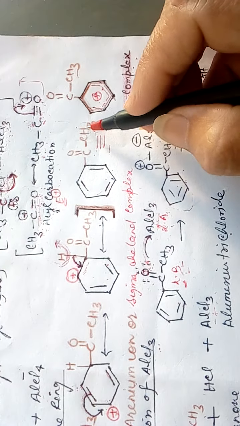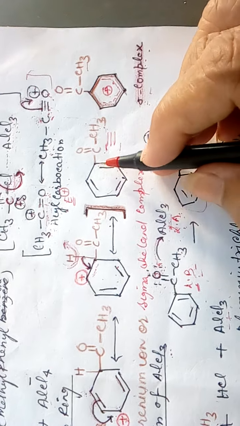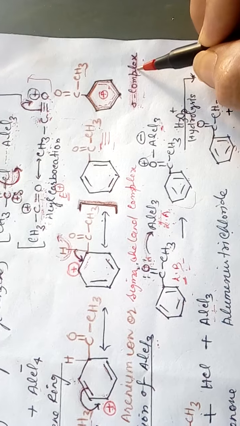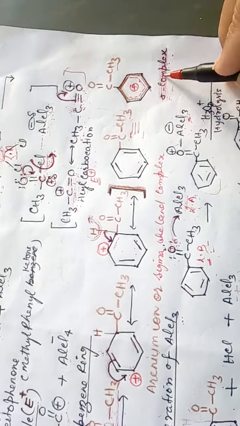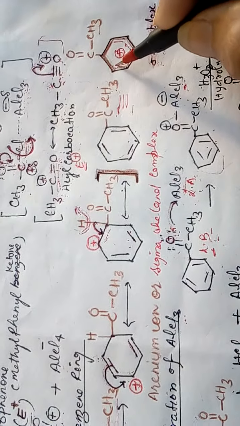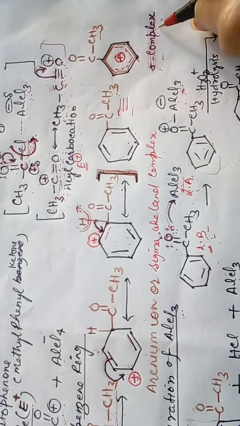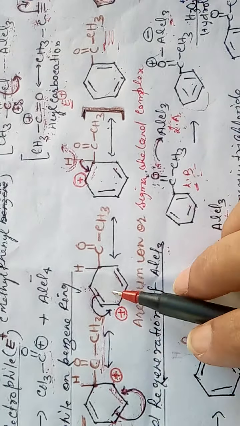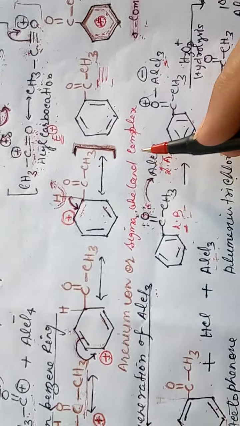Acetophenone is also known as methyl phenyl ketone. Now let's see the sigma complex structure. Sigma complex structure is equivalent to these resonating structures. Now these pi bonds resonate here and positive charge is present here. This is known as sigma complex. These resonating structures 1, 2, 3 are known as arenium ion or sigma complex.